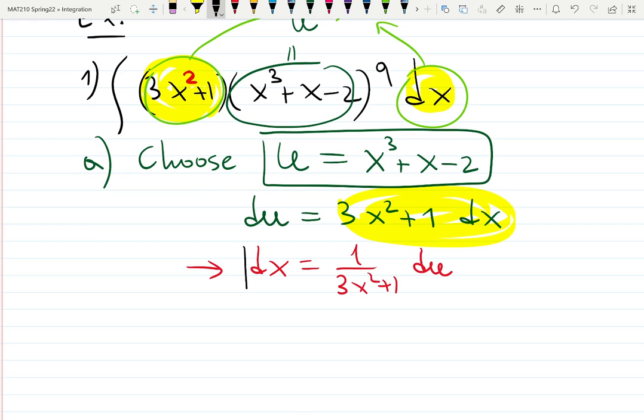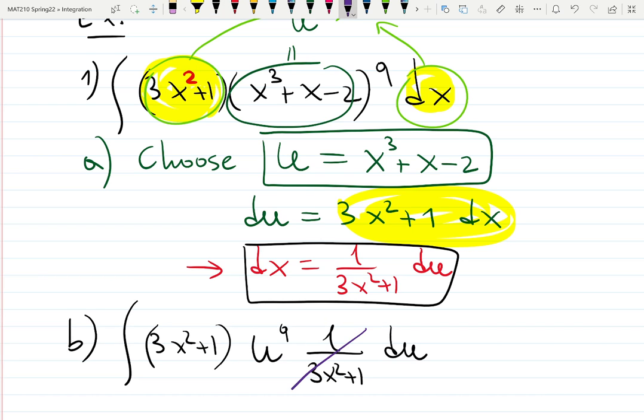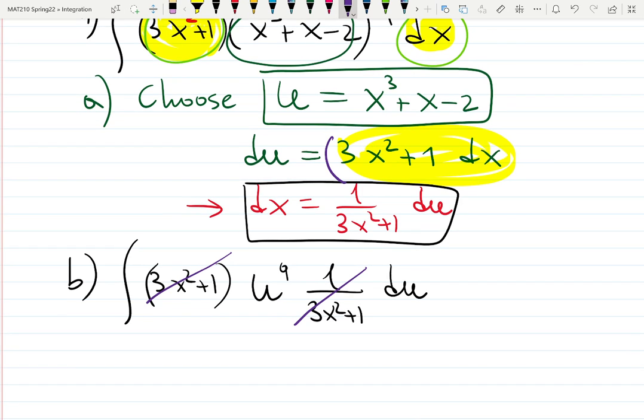This last box is important and the first box is important. B. The integral will be 3x squared plus 1, if you want the method in red, then keep it, times u to the 9, and dx is 1 over 3x squared plus 1 du. Cancel out, cancel out. But I like my method more because this is a perfect du standing and waiting there to be called du. So the integral becomes u to the 9 du. Bless you. That was a very cute sneeze.